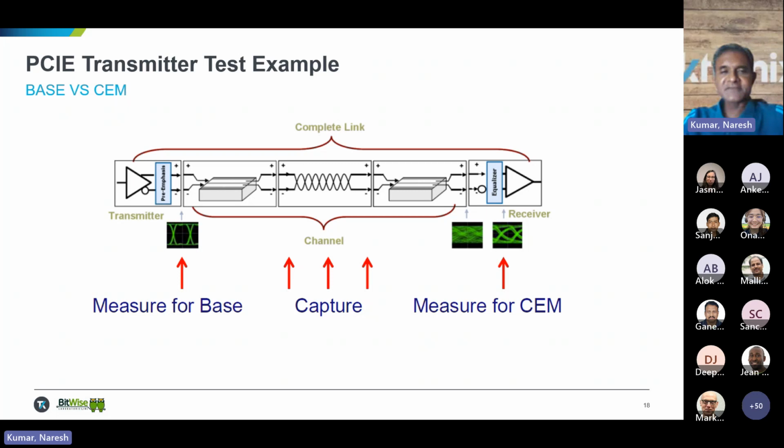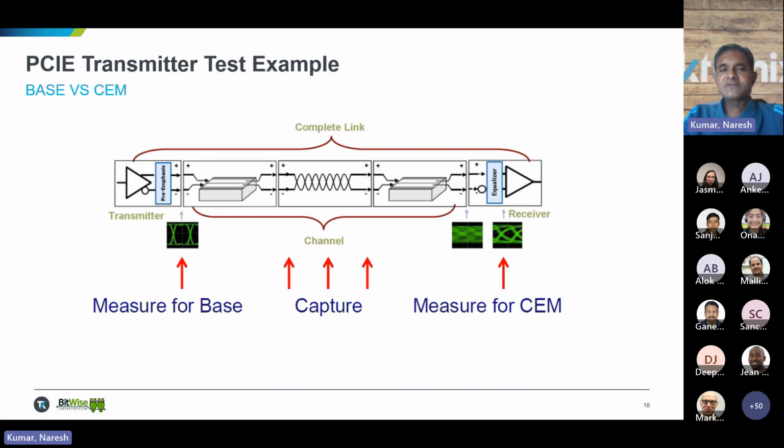What's the reference that I'm making here? If you're trying to do a base level test, you're probably testing at the output of the transmitter in this case, right? If you're trying to do a CEM level test, you're actually including all this path, which is your transmitter, then the channel, and everything before it is received at the receiver end, right? So the specifications for these two measurements are different, though both are measuring the characteristics of a transmitter output, right?